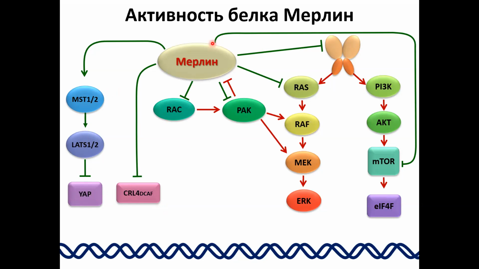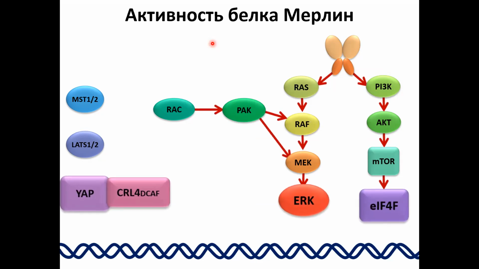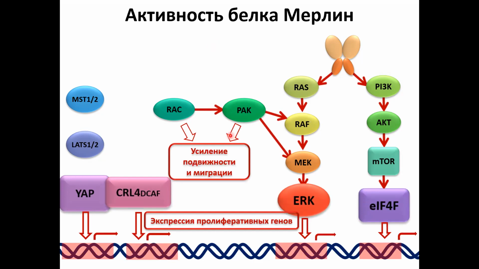So that's about the pathogenesis of NF2. When Merlin disappears, we get the activation of all the mentioned cascades, and this leads to migration and motility increase, and also expression of proliferative cascades. As you can see, the pathogenesis is extremely complicated, and you cannot just knock out one of the signaling cascades and get the disease cured.